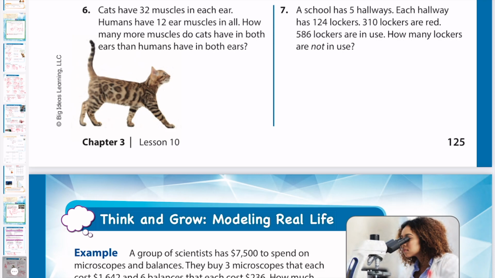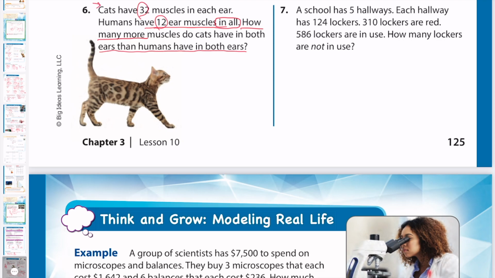Cats have 32 muscles in each ear. All right. Humans have 12 ear muscles in all. Oh, in all. You see that? They trick you, right? So please be careful. And how many more muscles do cats have in both ears than humans? This is the problem, right? How many more? Which means what? You need to find out the difference, which is subtract. Muscles do cats have in both ears than humans have in both ears?